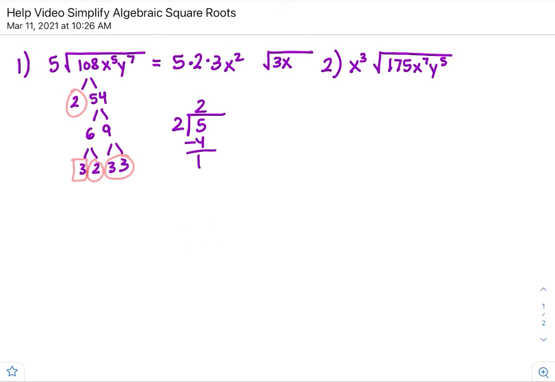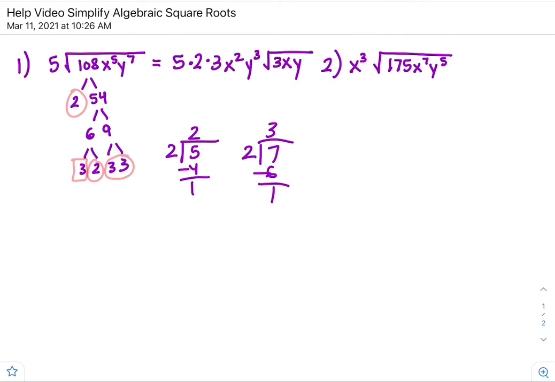Now let's look at the variable of y. Take the exponent and divide it by the root. Square roots are roots of 2. 2 goes into 7 3 times with a remainder of 1. So there'll be 1y on the inside the square root, and we'll have y to the third on the outside, because that y to the third is one of the perfect squares that we can get from there. Simplify all that, we get 30x squared, y to the third, square root 3xy.